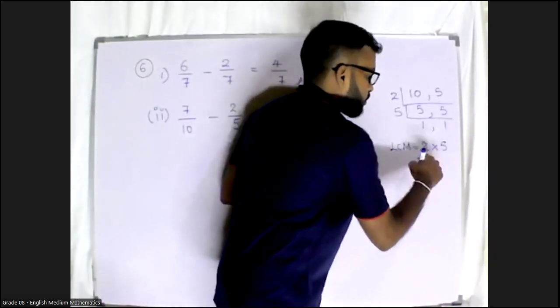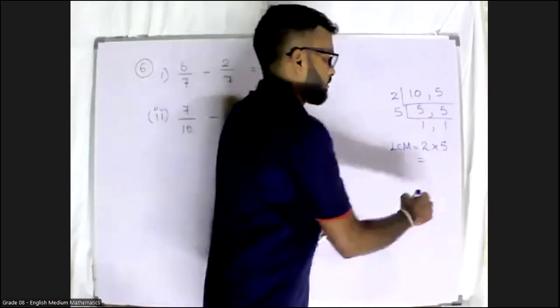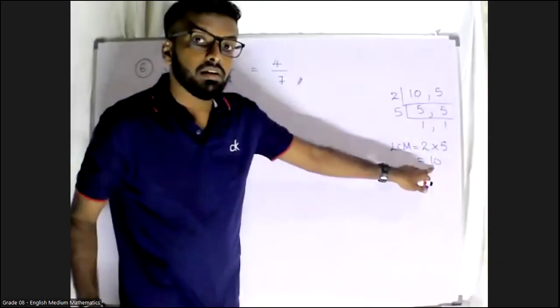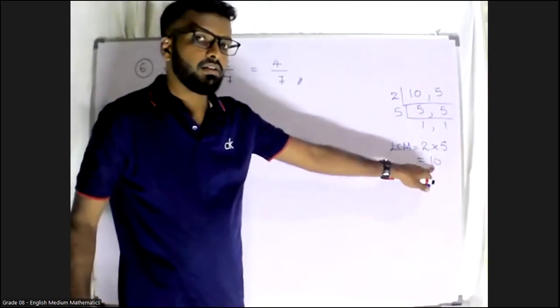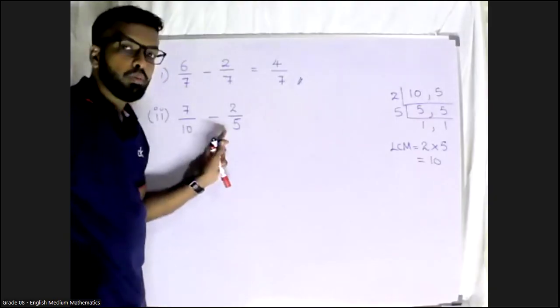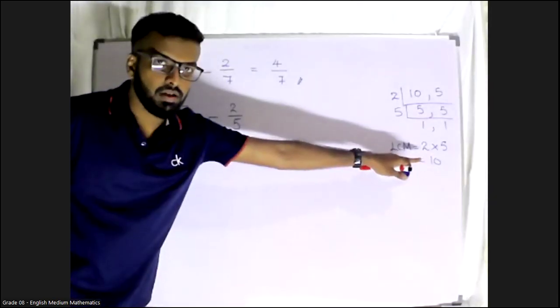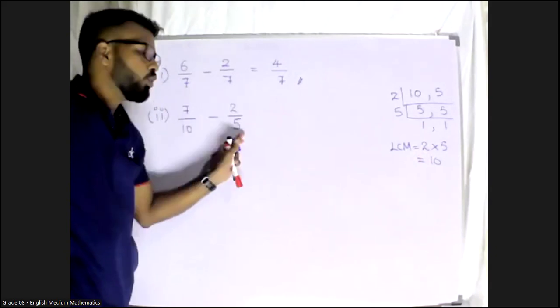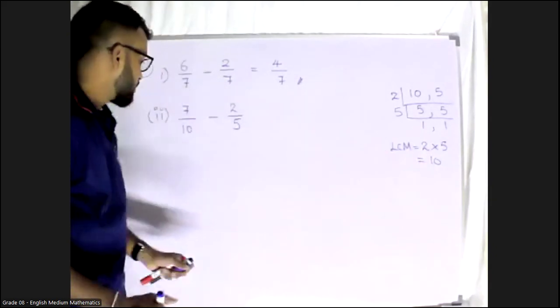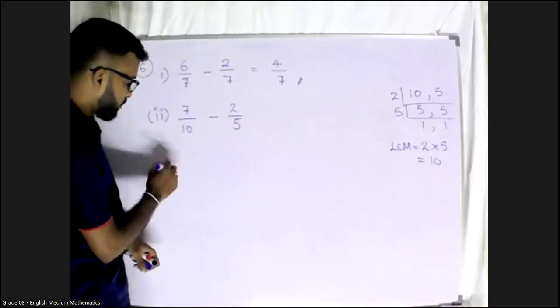Right? So 2 into 5, 10. Now LCM is 10. What is the meaning of that? So you need to make both denominators equal to 10, right? You need to convert both denominators to 10, right? Let's do this. Put equal mark, right?